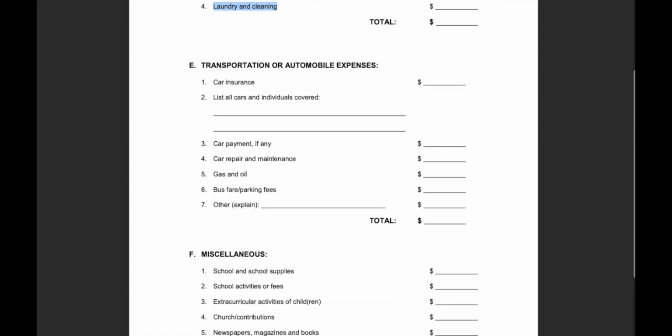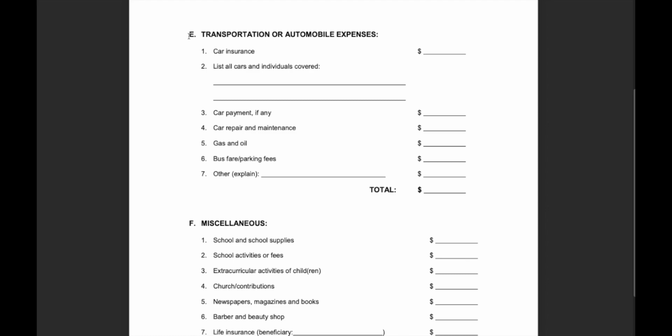Transportation, automobile expenses. So this is also a tricky one that clients oftentimes have trouble indicating. Car insurance: if you're paying for your spouse's car insurance per month or in a 6-month or 3-month premium, you're going to indicate what the total amount is just for one single month. Granted, if you are paying for both coverages, list all cars and individuals covered. So maybe your spouse and their vehicle, or just you.